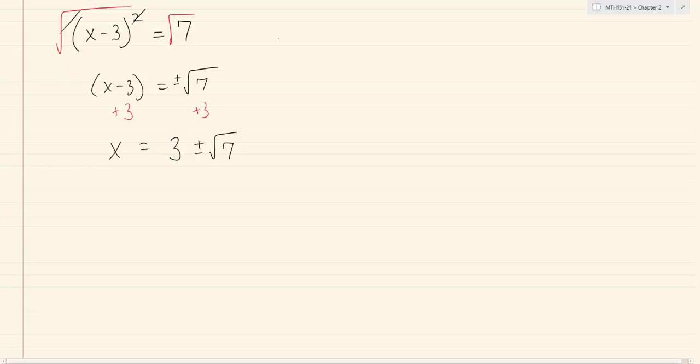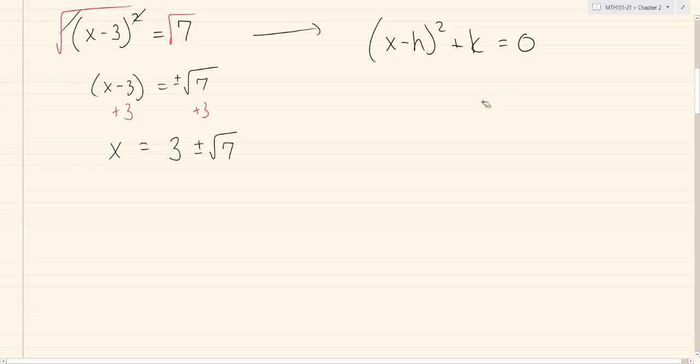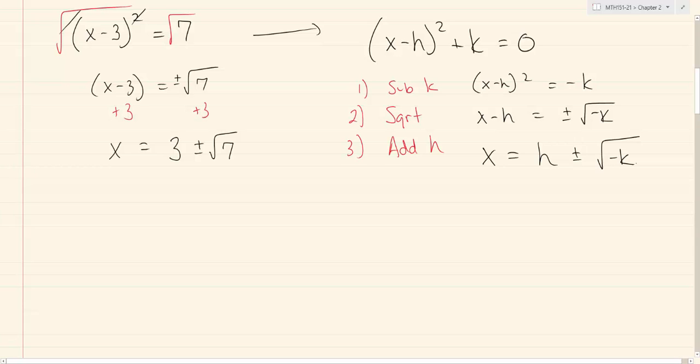This format that we got this problem in, let's put in some generic variables. What if we said something like x minus h squared plus k equals 0? Let's say that we wrote it like this. You can solve this for any h and k in 3 moves. 3 moves, and you got it solved. So this is a really nice format.